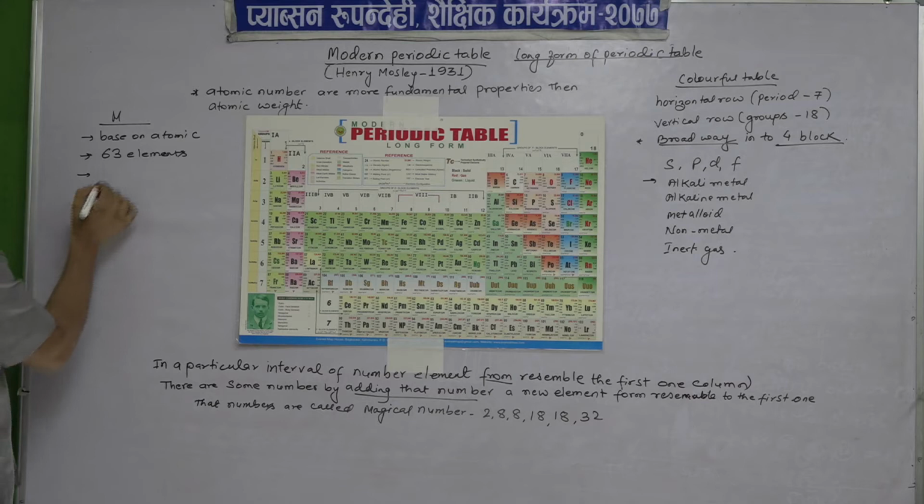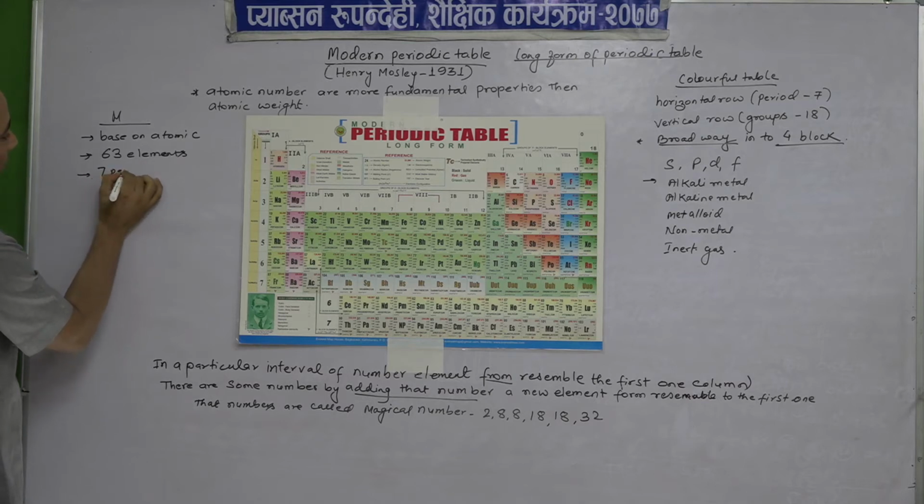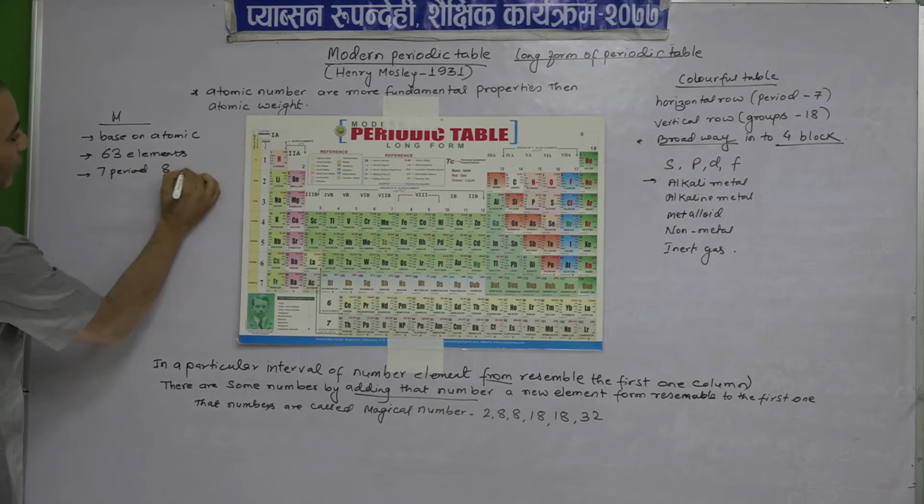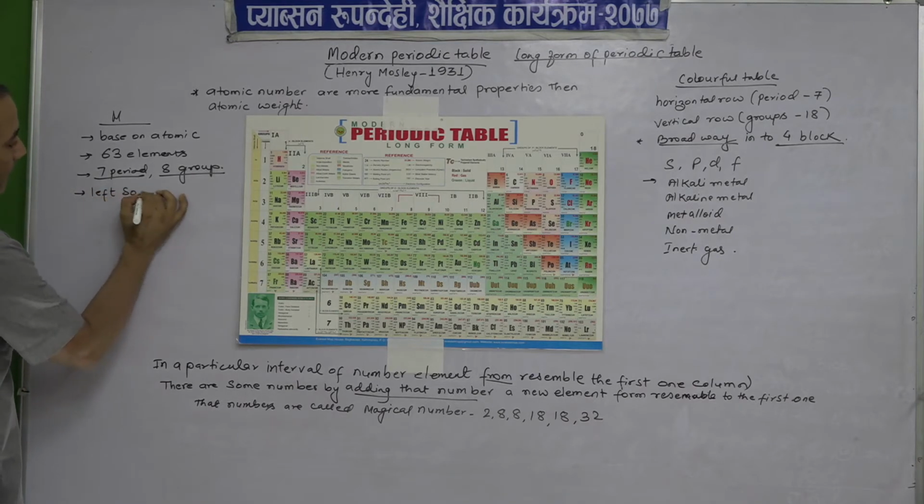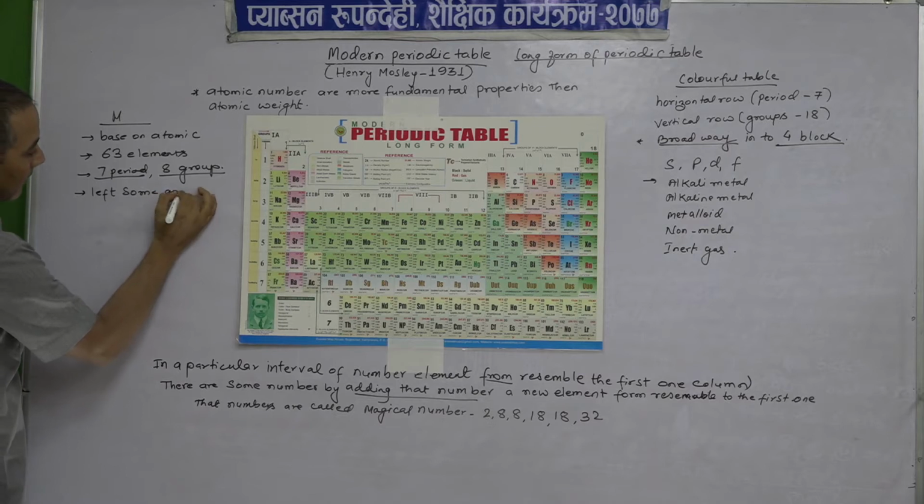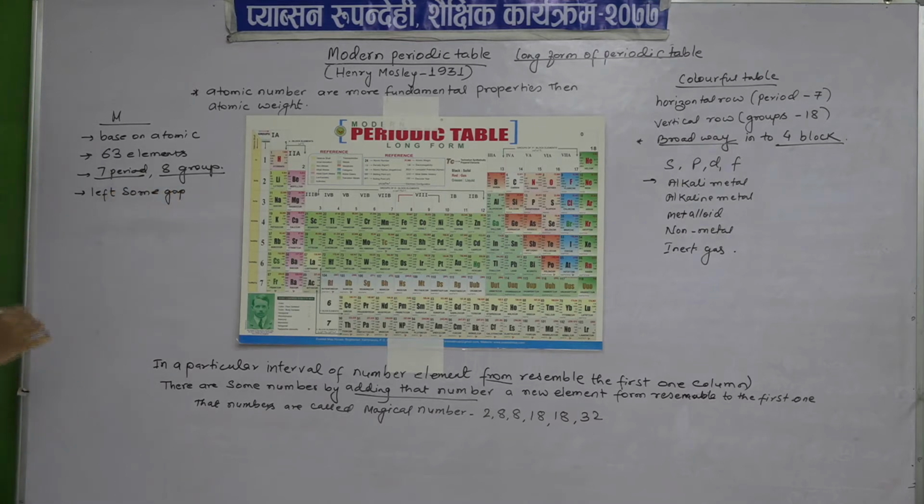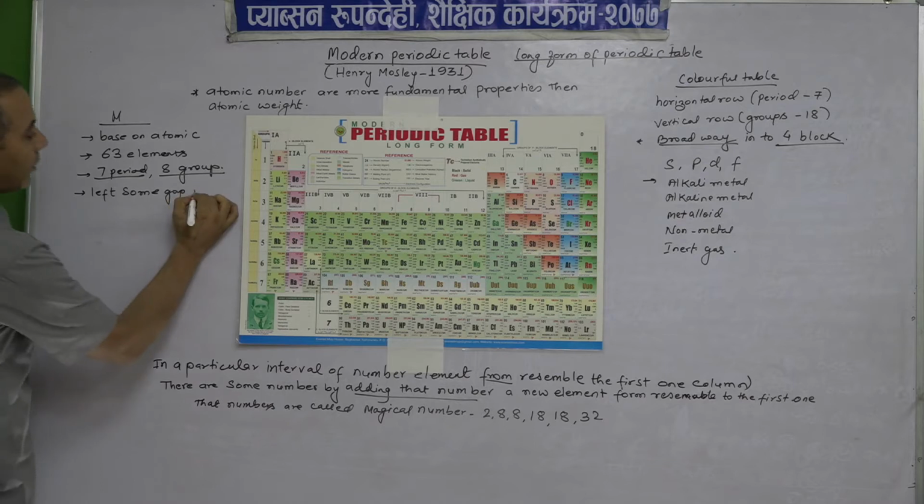There are 7 periods and 8 groups. The 8th group is not divided into subgroups, but groups 1 to 7 have subgroups A and B. Another feature: he left some gaps in the periodic table.